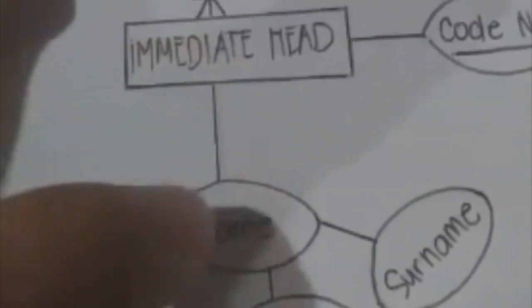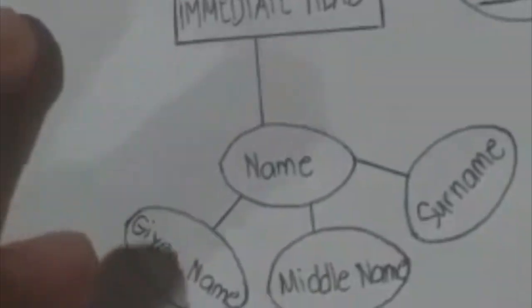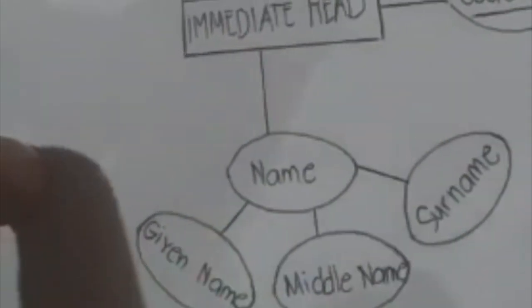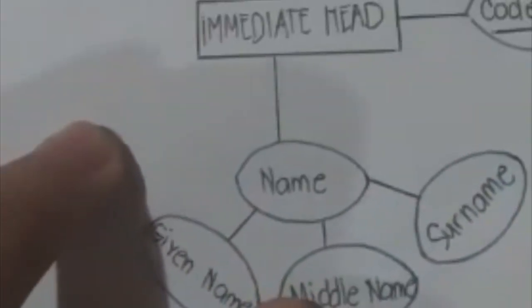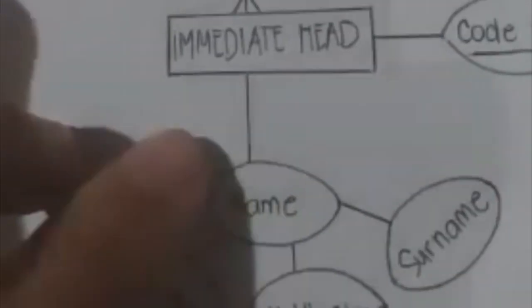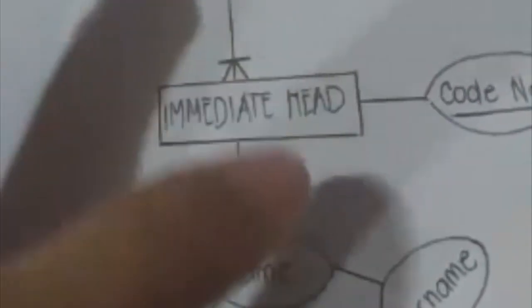The last entity that is involved in this data model is the immediate head. The entity immediate head has two attributes, the name and the code number. Now the name has attributes also, which are the given name, the middle name, and the surname, just like the human resource attributes. The immediate head also supervises the employee, and the employee will be supervised by the immediate head.